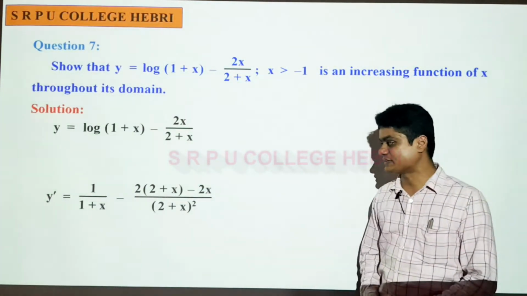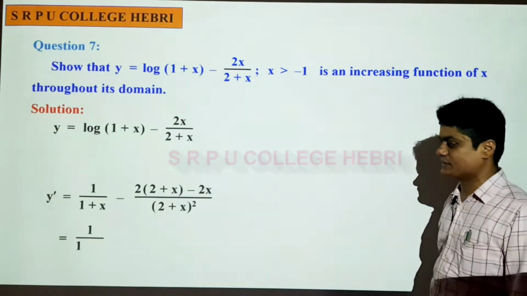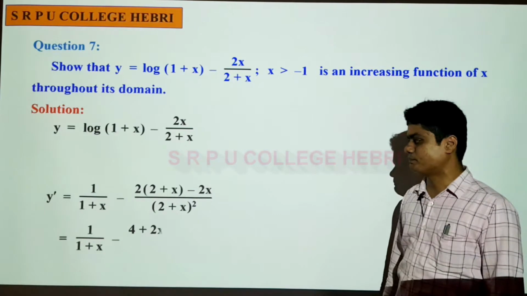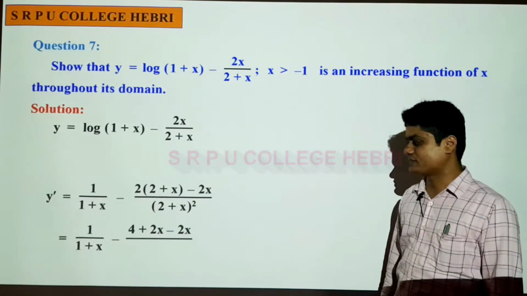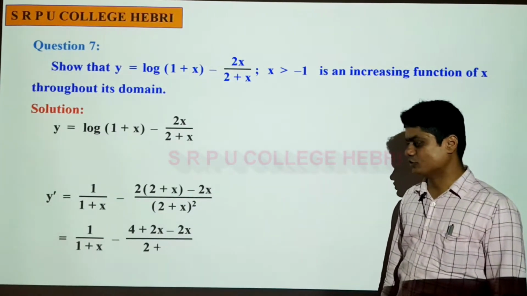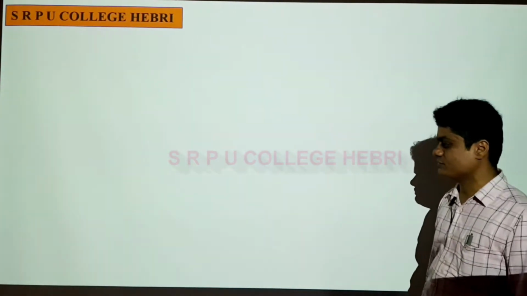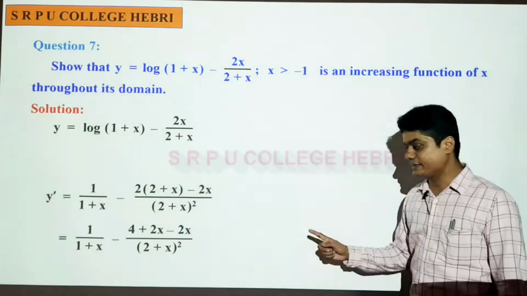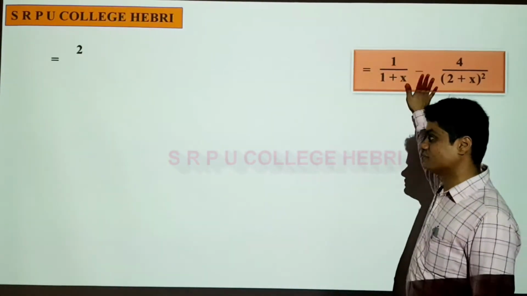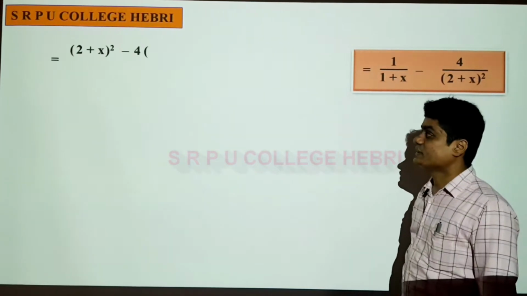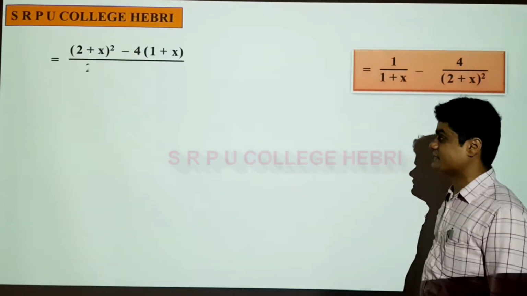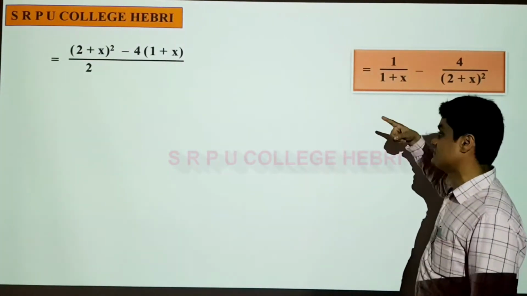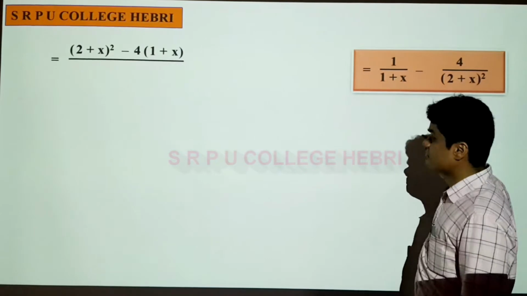So that is the quotient rule. Continue simplification. 1 by 1 plus x minus, here multiply the first numerator, 4 plus 2x minus 2x divided by 2 plus x whole square. Just observe carefully, I just multiplied, that's it. So next simplification is there. The same term is there here. Take LCM and simplify, that is better. Instead of writing it in one and second step, take LCM in this case and simplify further.